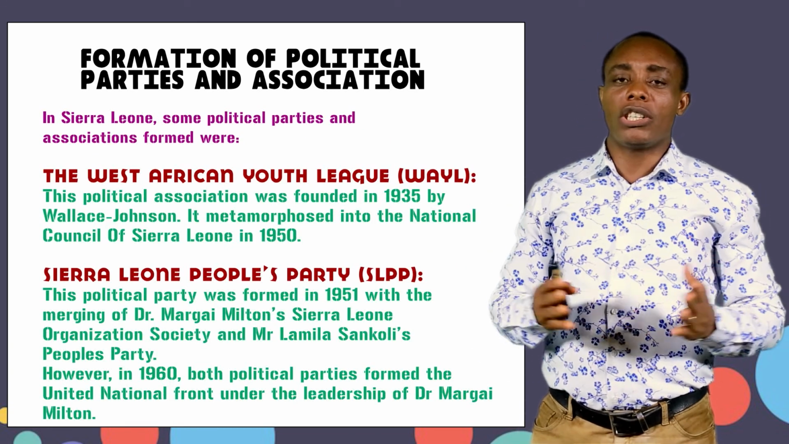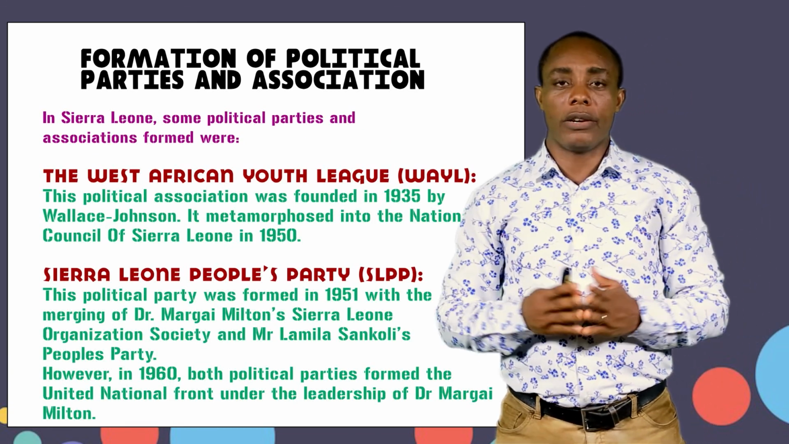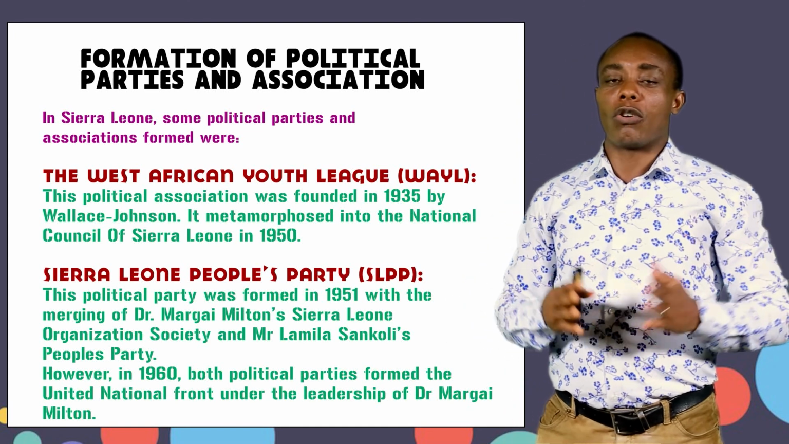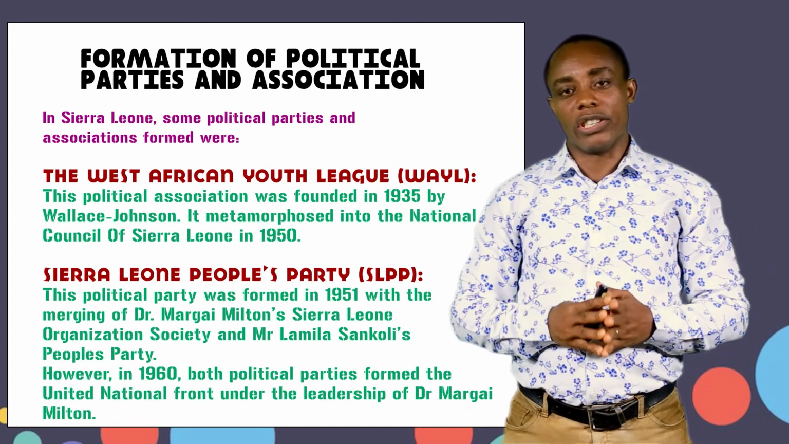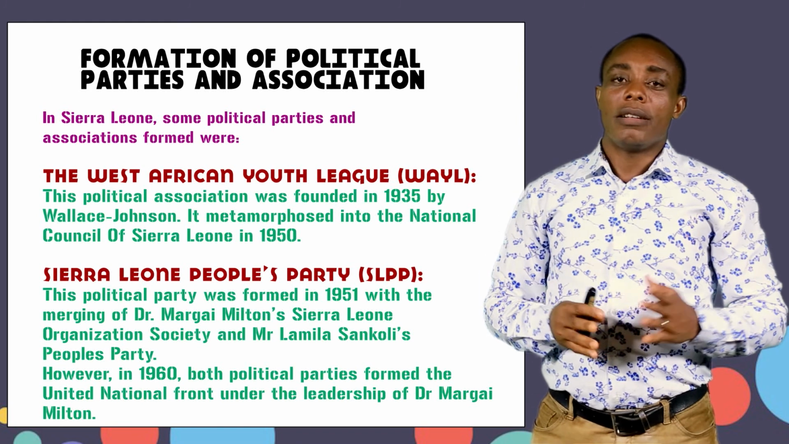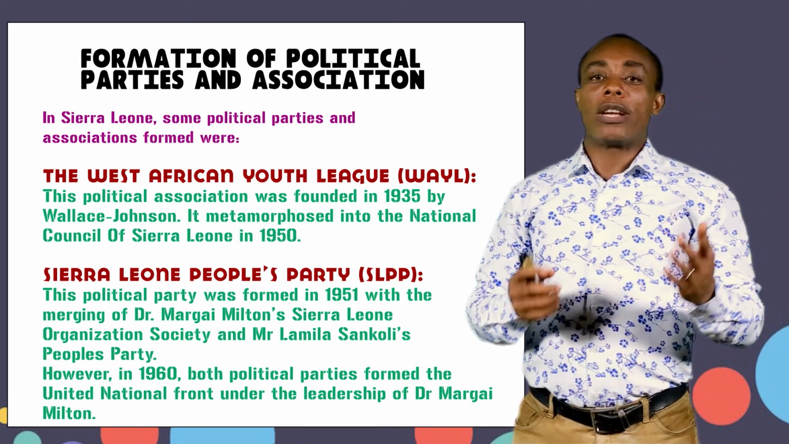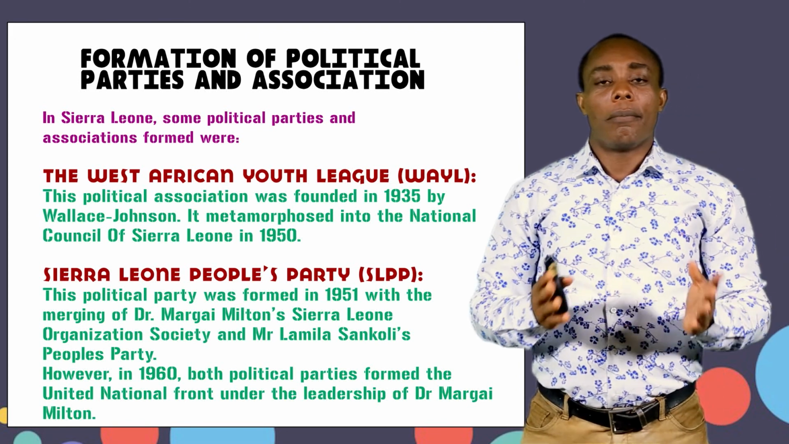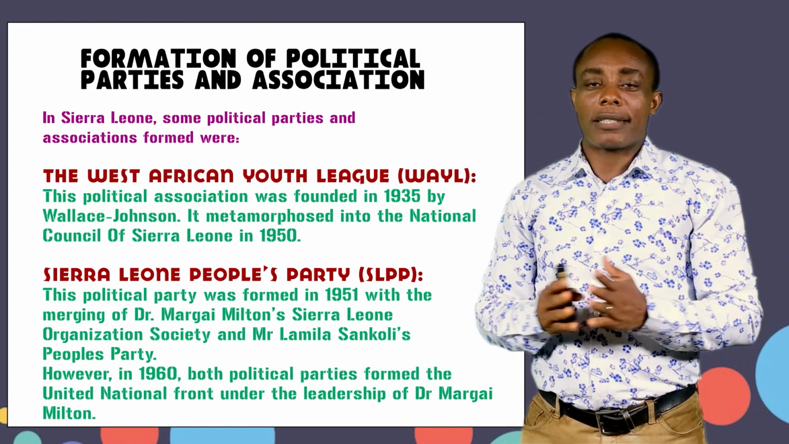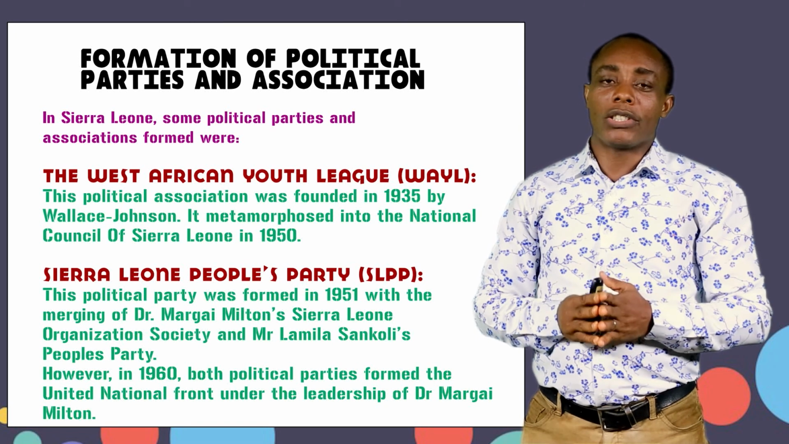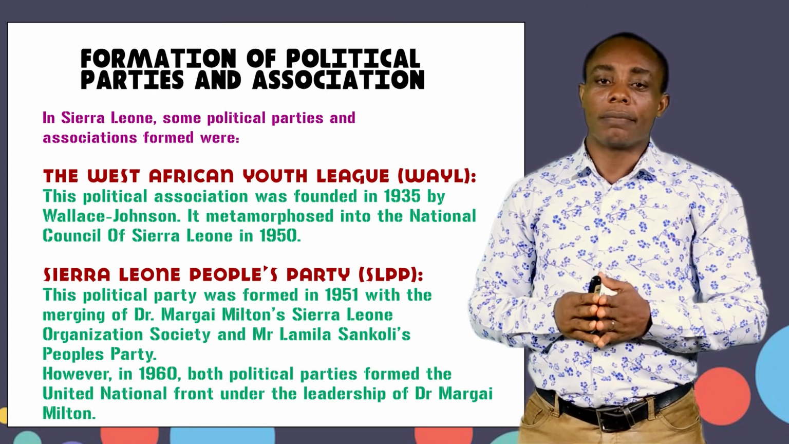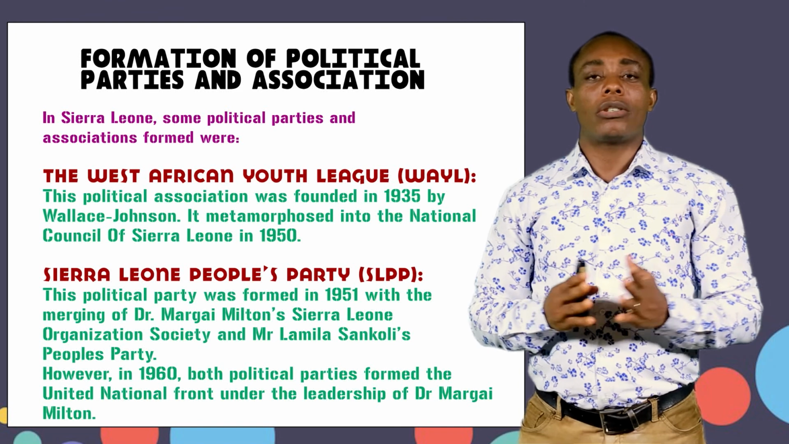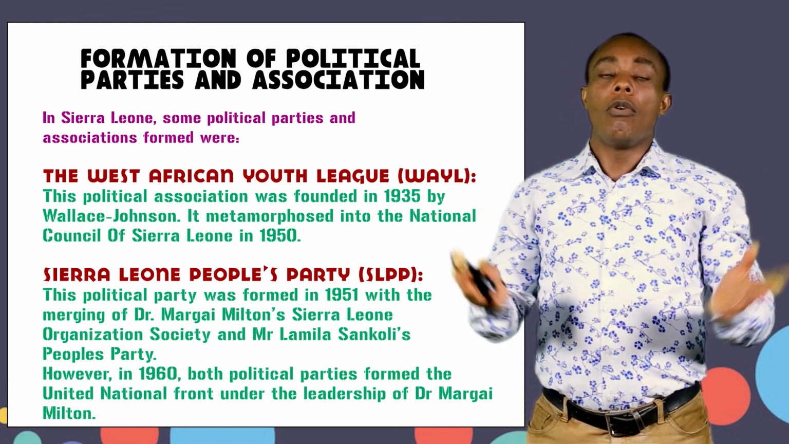Political parties and associations were also established in Sierra Leone. Sierra Leone, remember, was one of the British West African colonies. In Sierra Leone, there was the establishment of the West African Youth League. This was done in 1935 by Wallace Johnson. This West African Youth League metamorphosed into another party in 1950, and the party was called National Council of Sierra Leone.